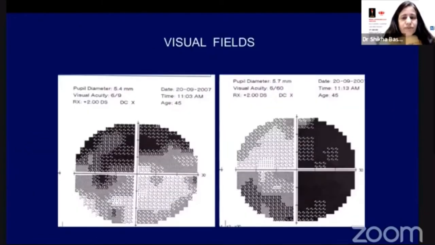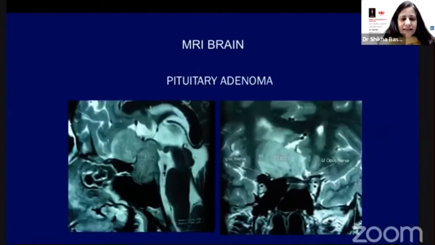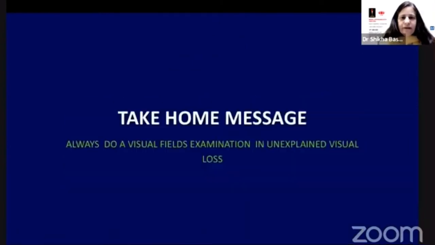So you do a visual field. And it gives a lot of information. In this particular case, the patient has a bitemporal hemianopia because of chiasmal compression. You can see the chiasm getting compressed by this mass lesion, which is a pituitary adenoma. So the take-home message is always do a visual field examination in case of unexplained vision loss.